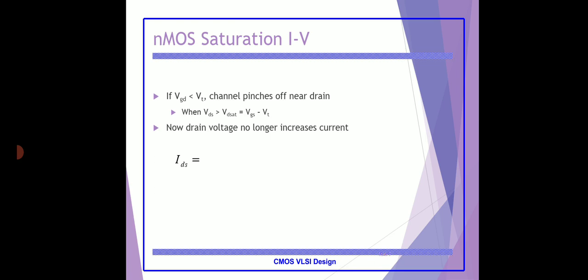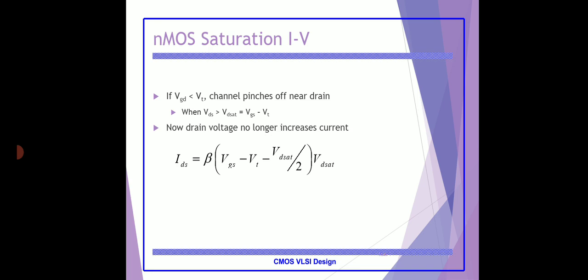If VGD, that is the gate drain voltage, is less than the threshold voltage, the channel pinches off near the drain. This happens when the drain source voltage is greater than the saturation voltage, which is equal to VGS minus VT. Here we can typically find that the gate current IGS is equal to a constant value, and we also define the MOS IV characteristic as ID versus VDS for a fixed value of the gate source voltage.